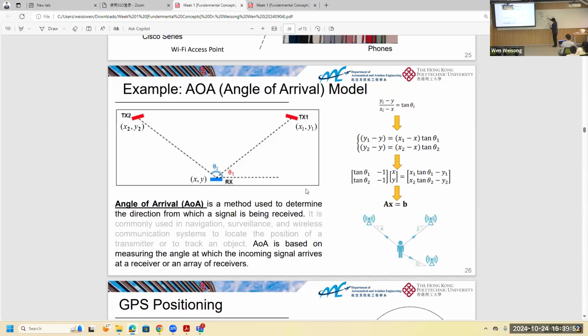Based on this measurement, you should be able to get the equations. In this case, you can write those two equations into a matrix. For example, you can write this to the left side. Similarly, you can write these two equations into a matrix.